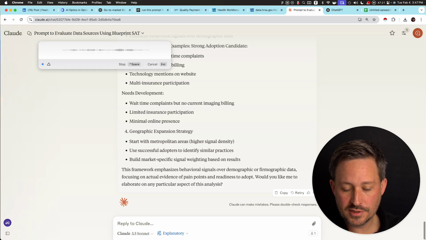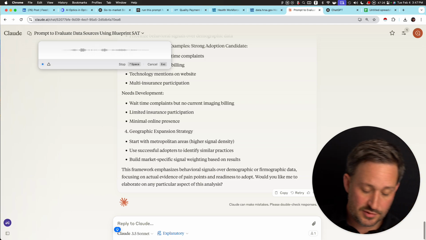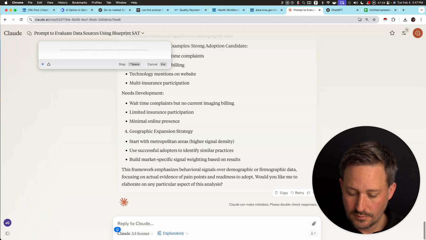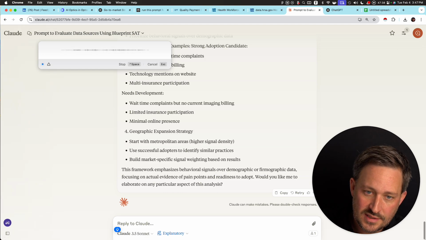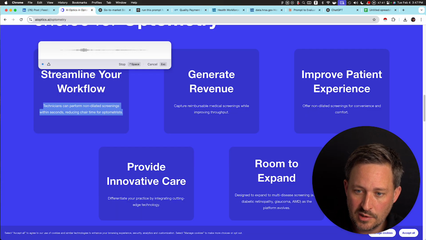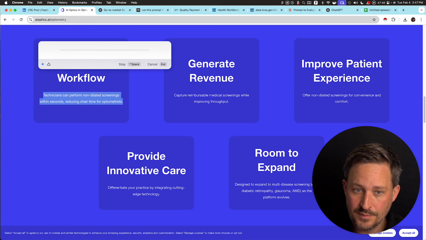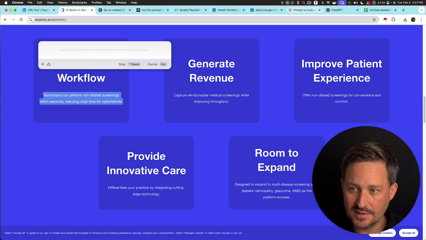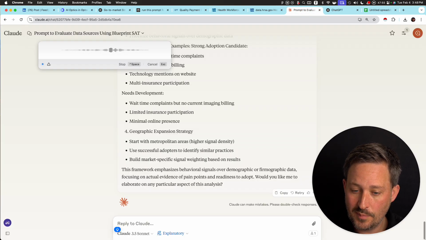Okay, what I want you to do is create another meta prompt, and the goal of this meta prompt is basically to be able to take a data source, like all of the research on a company, by the segment. So in this case, it's probably either streamline your workflow, generate revenue, improve patient experience, or provide innovative care. And so the data is really going to be filtered into these 4 buckets. And we're going to find data relative to each of those 4 buckets.